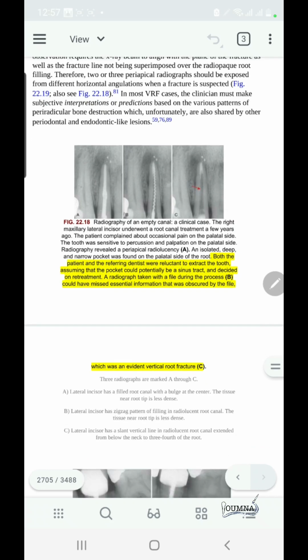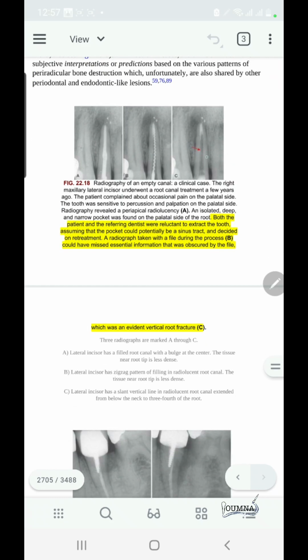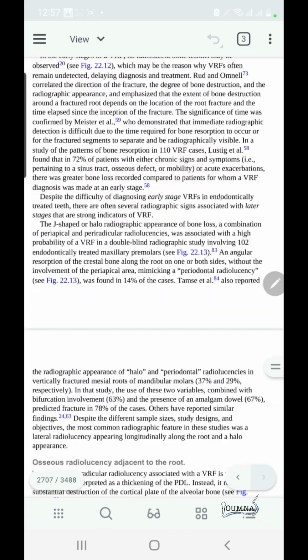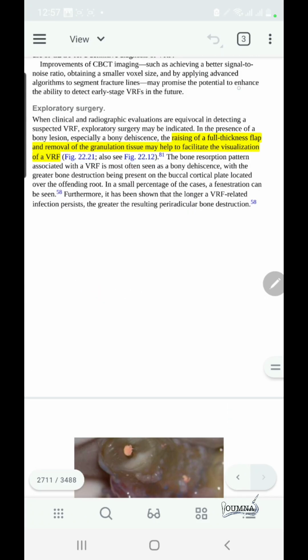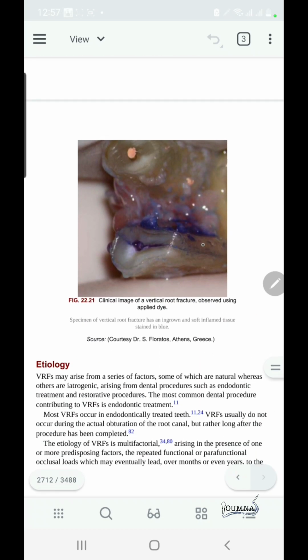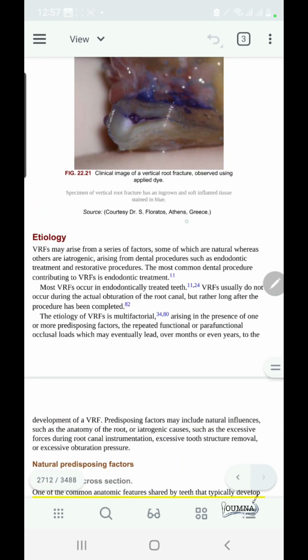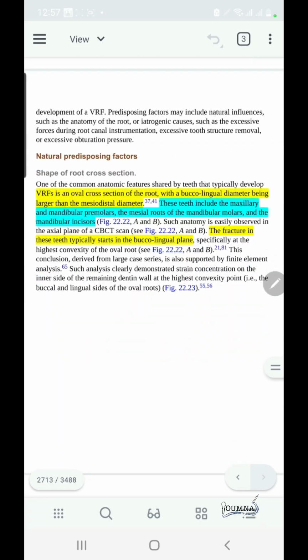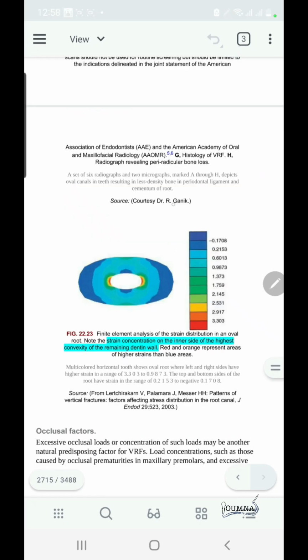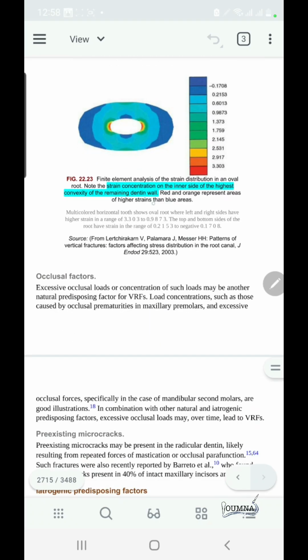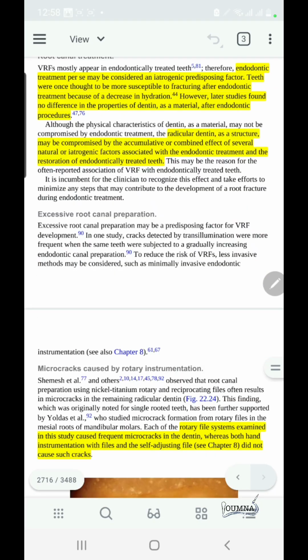We can see here, this was indicated for retreatment, but the vertical root fracture made the tooth irrestorable and it was extracted. As we said, we can raise a full thickness flap and facilitate the visualization of the vertical root fracture using methylene blue dye as a last choice of diagnosis. They are saying that oval-shaped roots are more suspected to vertical root fractures than round ones.